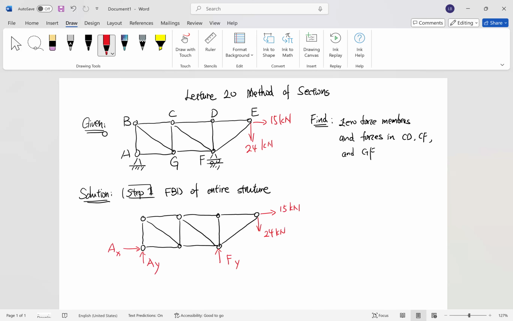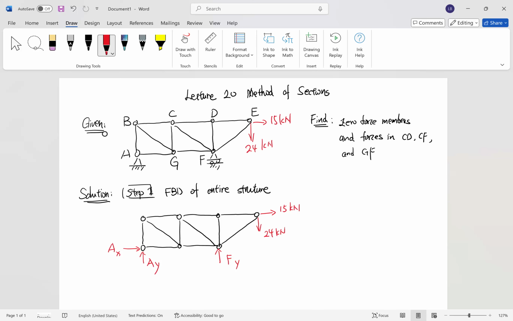So note that for the free body diagram of an entire structure, first you have the entire structure here, and in addition to that, you should have all the external forces and potential reaction forces at the locations that are supported. And specifically here, it is the supports A and F.